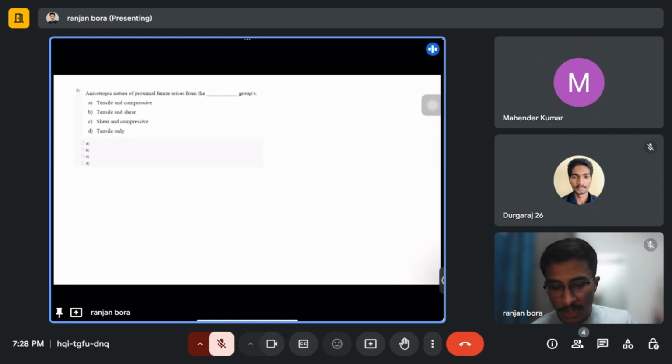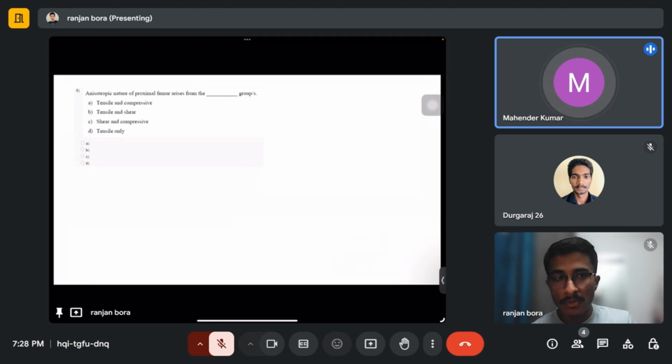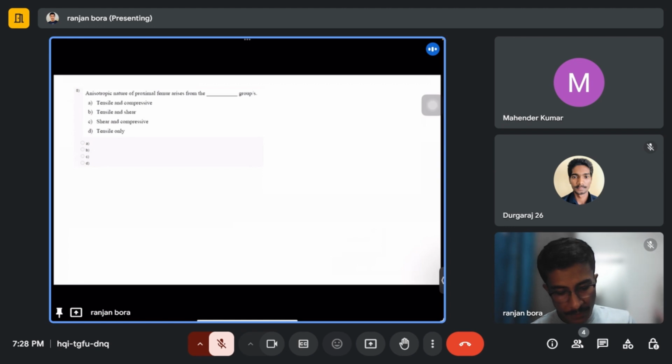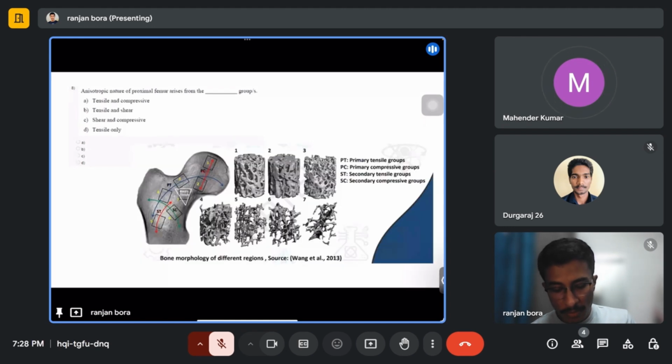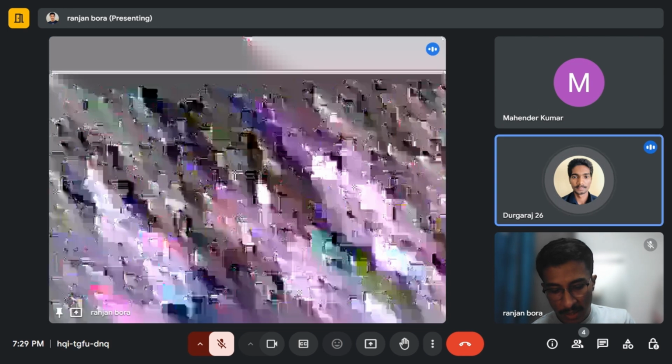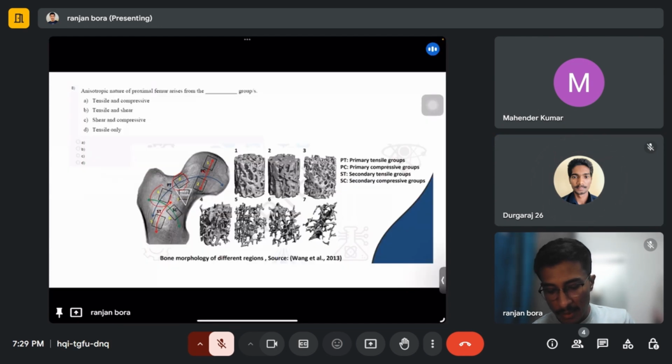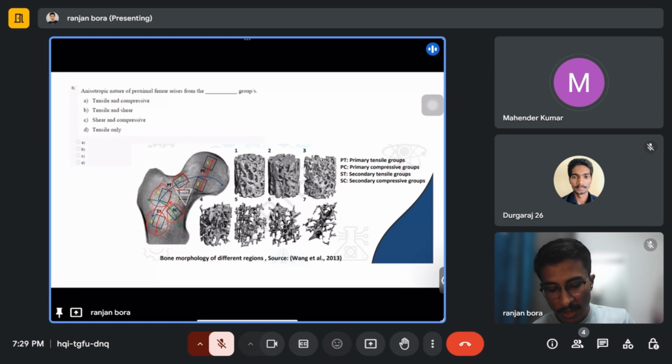Anisotropic nature of proximal femur arises from which groups? You can see I have explained that this morphology is not the same in all the different locations of the proximal femur. So these tensile and compressive groups, because of those groups, anisotropic nature arises.